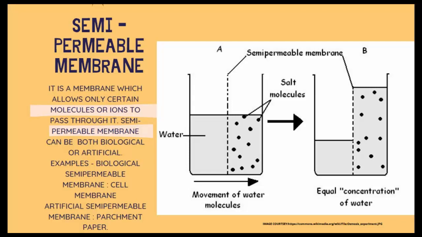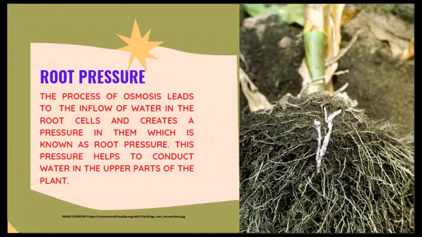Next we will be discussing root pressure. The process of osmosis leads to the development of a pressure inside the root cell, which is known as root pressure. Osmosis leads to the inflow of water molecules inside the root cells, and whenever the water is entering the root hair cells or the root cells, they are swelling up or enlarging in size, and this exerts a force on the cell membrane, which results in the upward movement of water molecules.